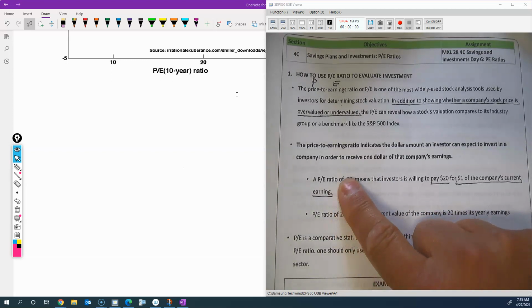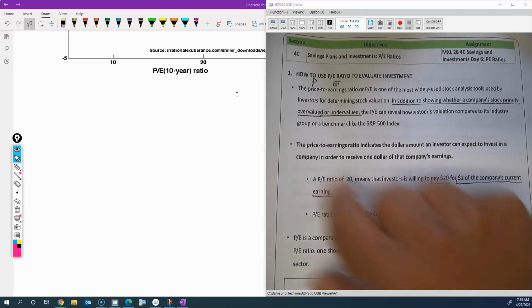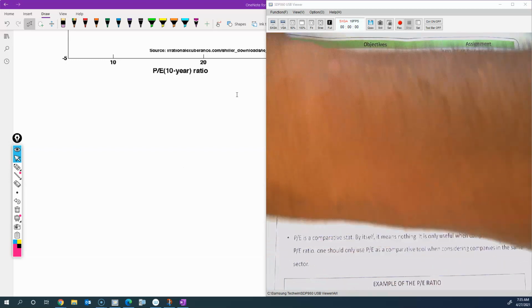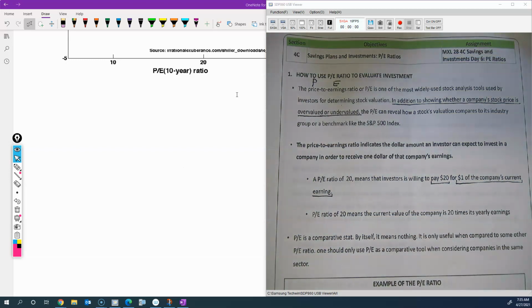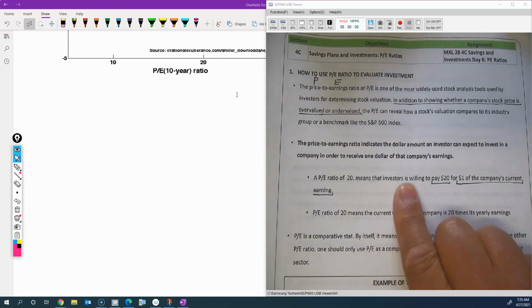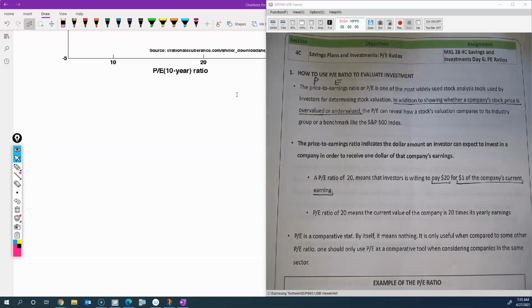So if I had two companies and one had a PE of 20 and the other one had a PE of 15, which one is a better deal? PE of 20 or PE of 15? What do you think would be a better deal, Emily? If I was trying to decide between company A and company B, same type of company, one had a PE of 20 and the other one had a PE of 15, which one would you go with?